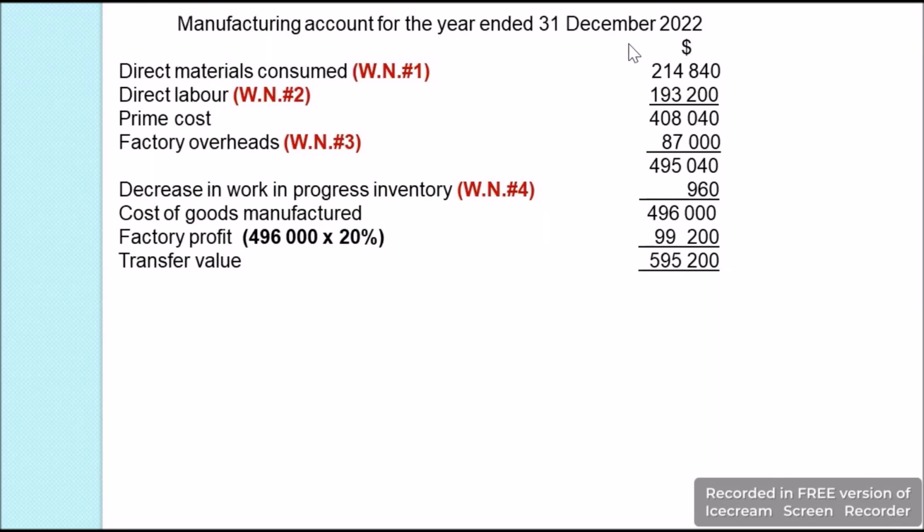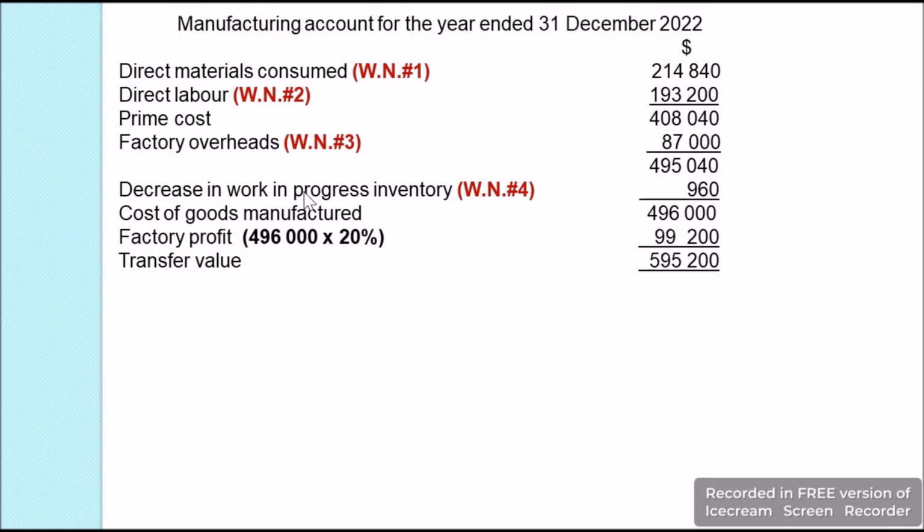Manufacturing account for the year ended 31st December 2022. We take the direct material consumed, which was calculated in the first working notes as $214,840. Then the direct labor, which was calculated in the second working notes as $193,200. Prime cost, which is the total of direct material consumed and direct labor, we get the value as $408,040. Then the factory overheads, which was calculated in the third working notes, will be $87,000. When we add this, we get $495,040.